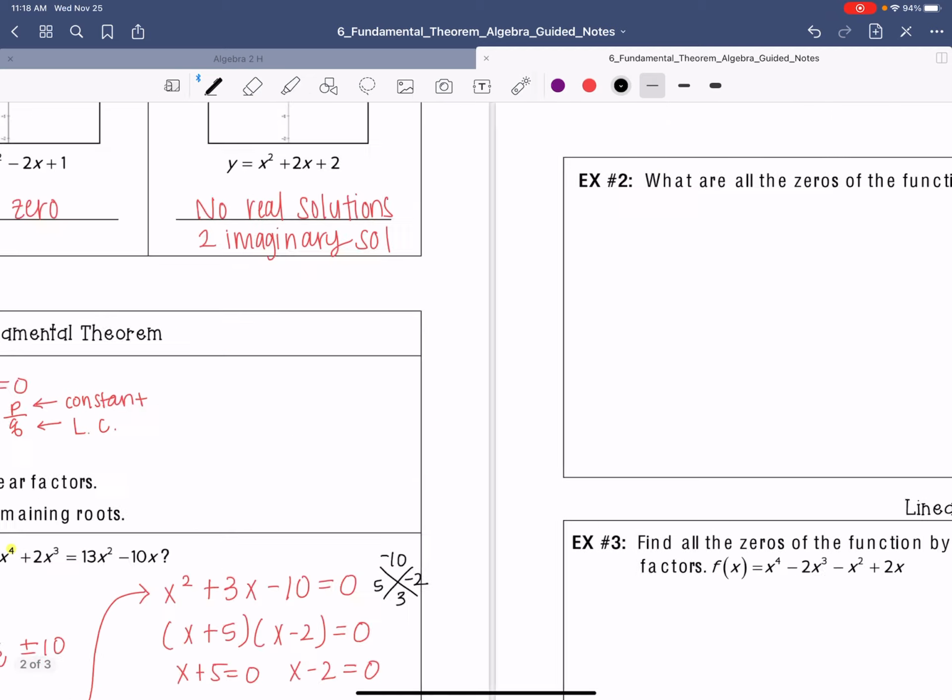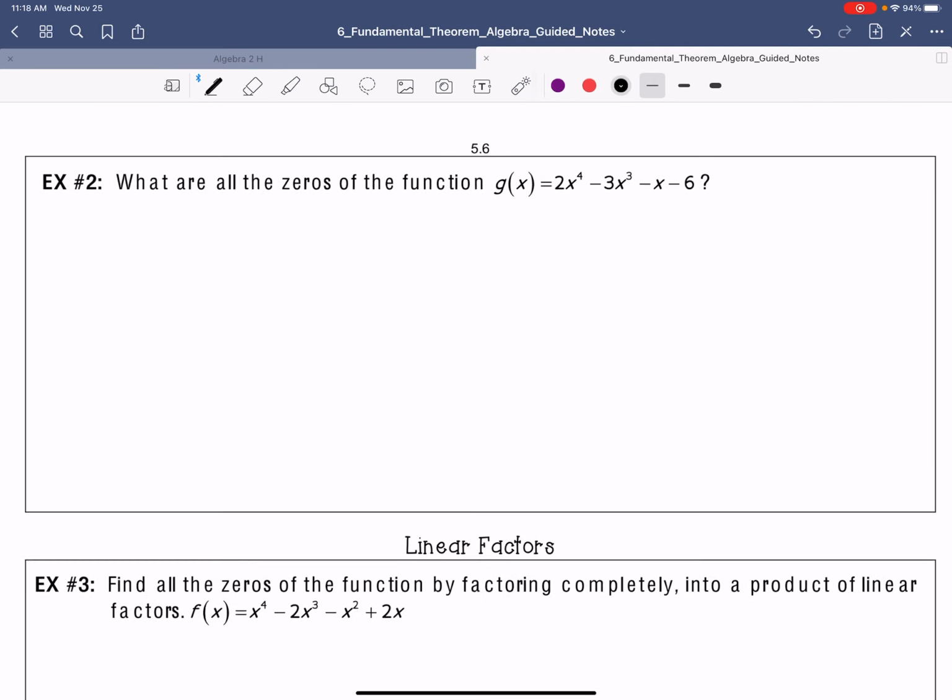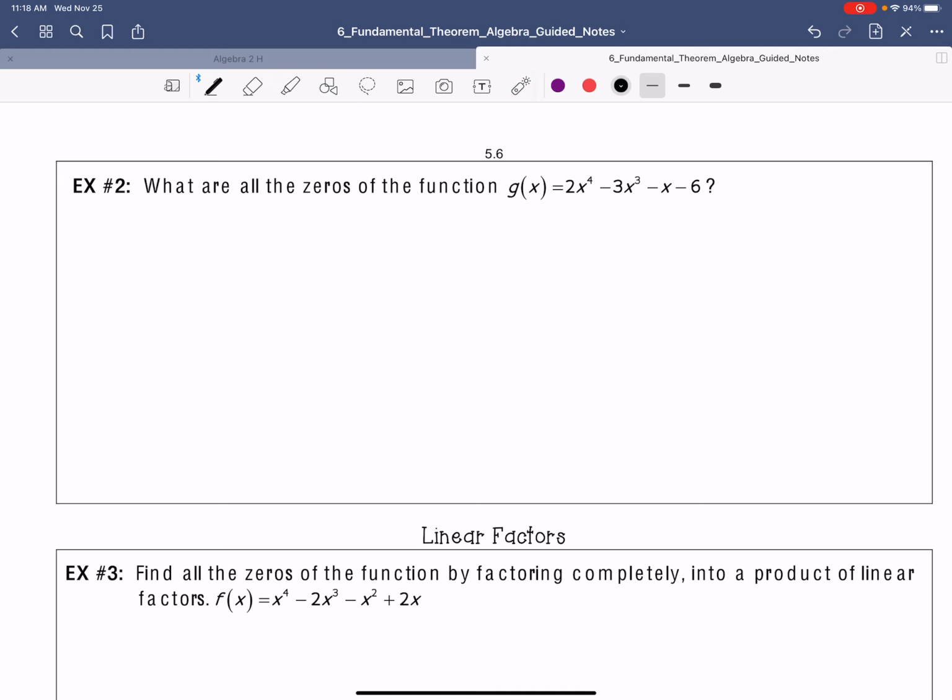All right, let's go on to the next page. So now we're going to look at this example 2. We're looking at a similar situation here. I have a 4th degree. First thing I'm going to check for is, is there a greatest common factor? This one does not have a greatest common factor.